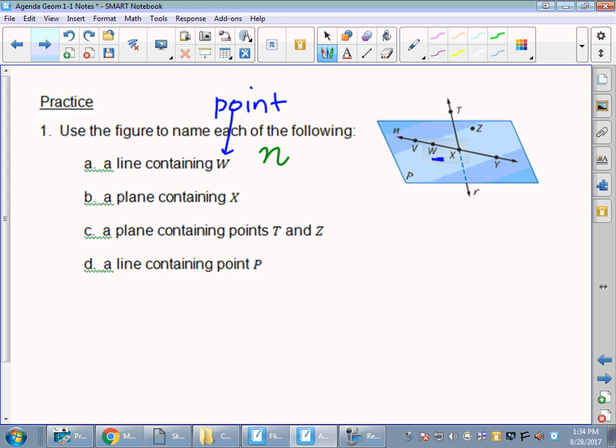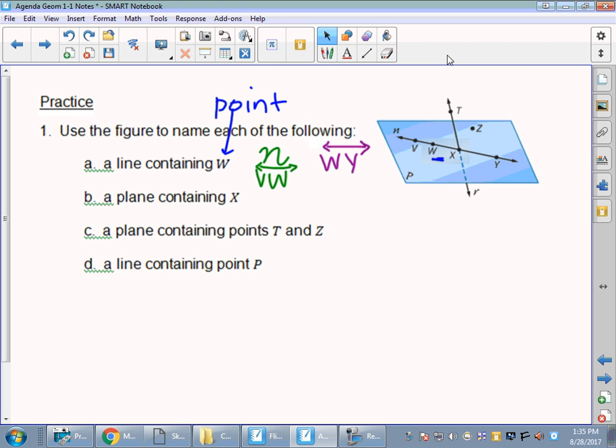Another way to name that, we could name that line VW. But if I use 2 points, what do I need to include symbol-wise? A little miniature line above it. I could name that line WY. I could name that line XV. I could name that line a whole lot of ways and they would all be correct. This makes it tricky for grading.